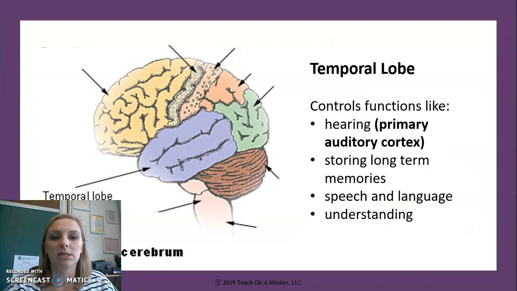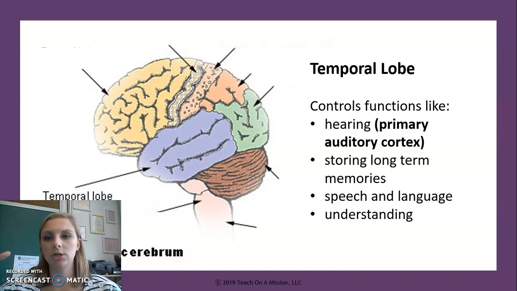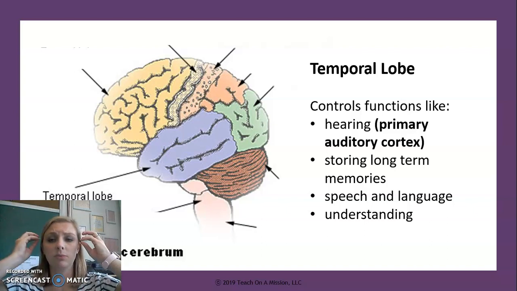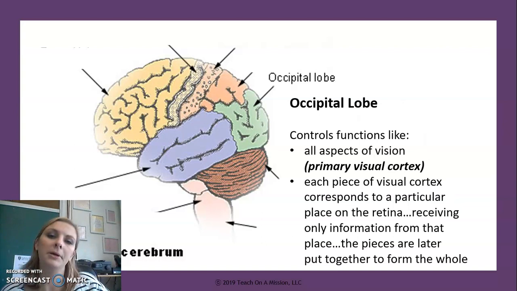Okay, the next one is the temporal lobe. Your temples are right here. You put your hair behind your ears, that's where your temporal lobe is, okay? Right above the ear. This controls functions like our hearing. A lot of our memory is within our temporal lobe, and then speech and language. We also have a lot of our processing of information and understanding in our temporal lobe.